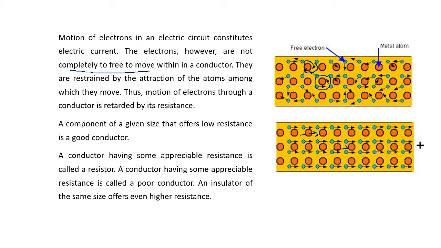So, the resistance of a material depends upon two things: the number of free electrons, and how much they are restrained by the attraction of the atoms when they move. So, a conductor having appreciable resistance is called a resistor. Those which have high resistance are poor conductors, also called insulators, and those which have less resistance are called conductors.